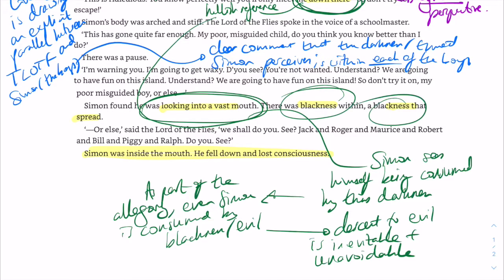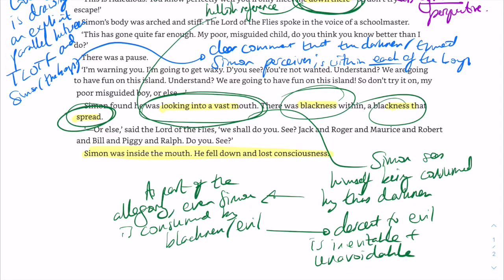Of course, we then have the repeated blackness as well, and that only intensifies as the novel goes on. We know blackness is associated with evil, with sin, and the fact that it is spreading as well. So again, there is the sense that this cannot be stopped, this cannot be halted, this cannot be put to one side. And we move then into the final sentence of this passage.